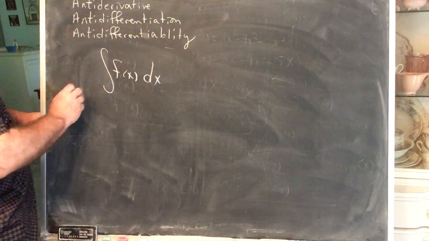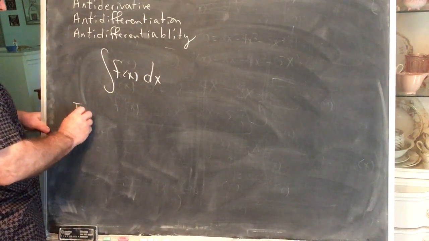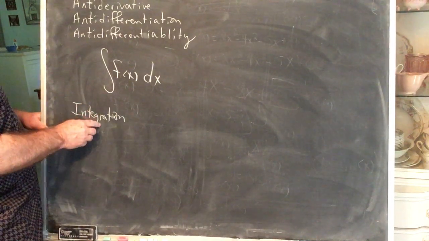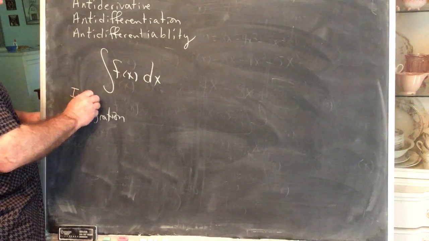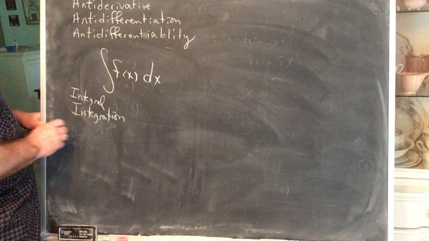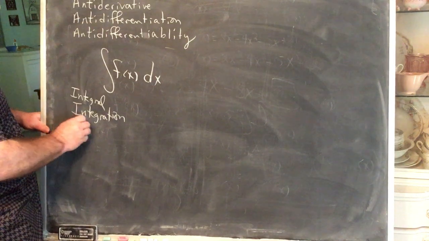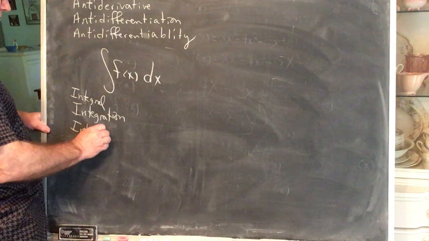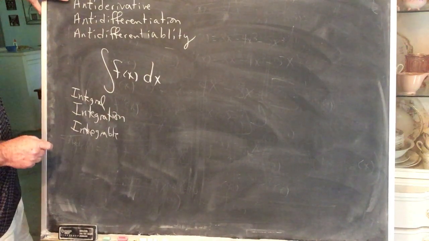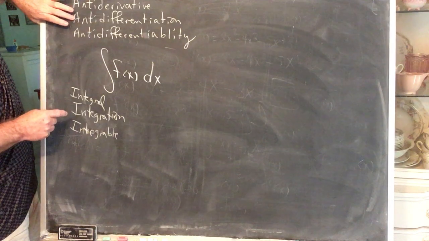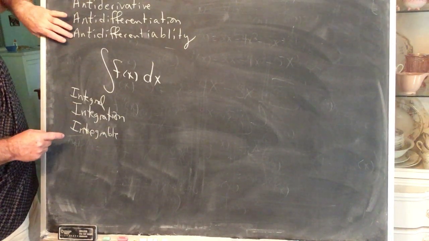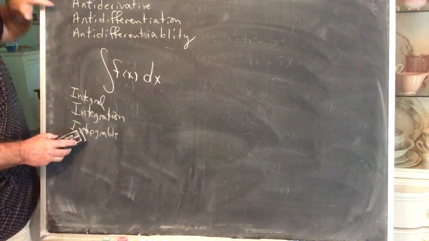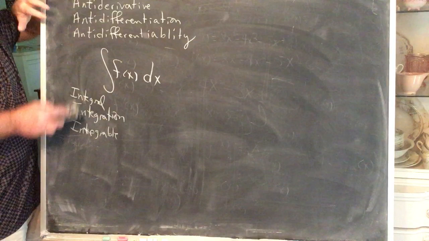And we call this process integration. We use integration to find the integral. And if this process is possible, then we say it is integrable. Instead of antiderivative, it's an integral. Instead of antidifferentiation, it's integration. Instead of antidifferentiability, it's integrable. And so we typically use this language rather than this, although, strictly speaking, they are interchangeable.